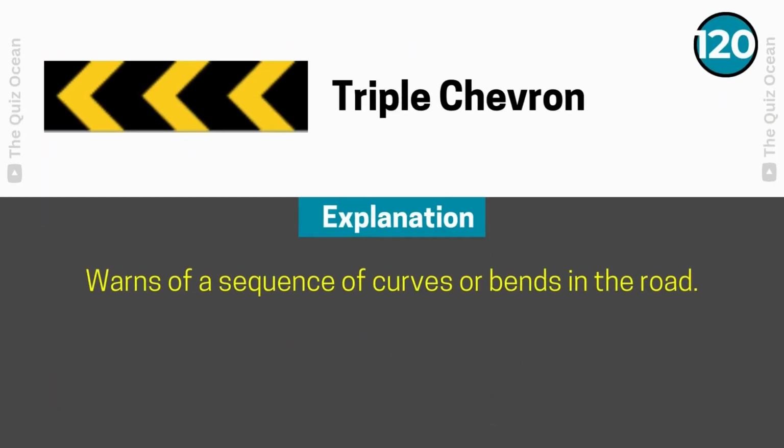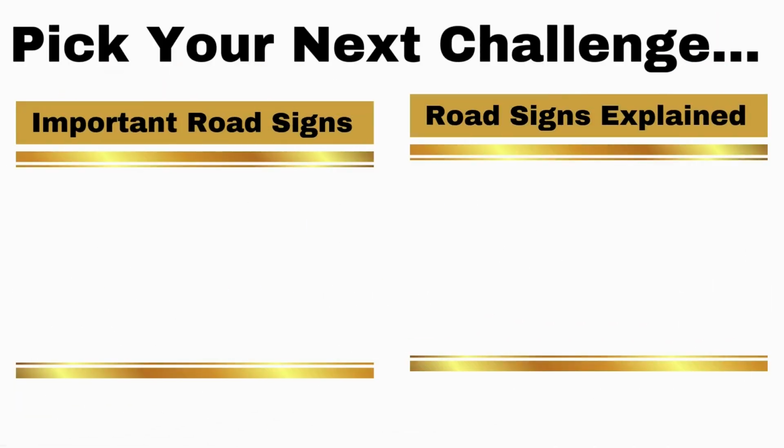Triple chevron sign. Warns of a sequence of curves or bends in the road. That's a wrap on Indian traffic road signs.